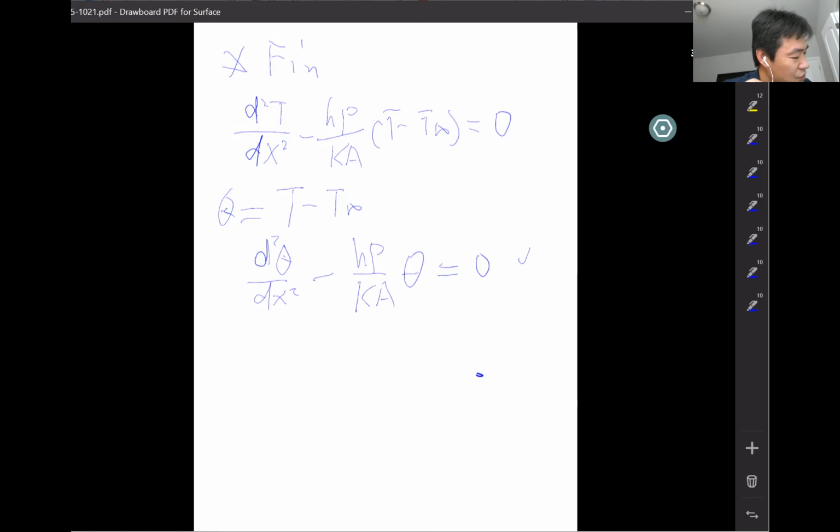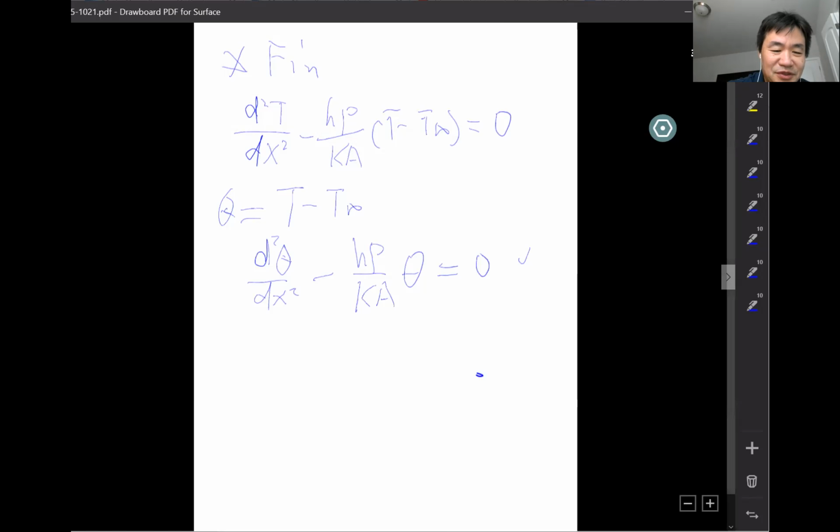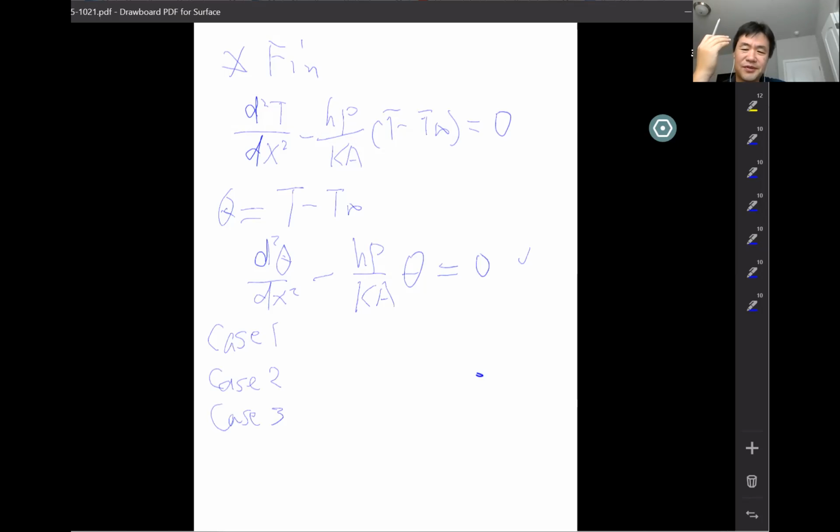For the solutions, you have different solutions based on the boundary conditions. There are three different types of boundary conditions for this differential equation. Again, this is the differential equation. When you solve it, you need the boundary conditions. I think in calculus you probably talked a little bit about this. For all differential equations, you need the boundary conditions to solve them. So, three types of boundary conditions.